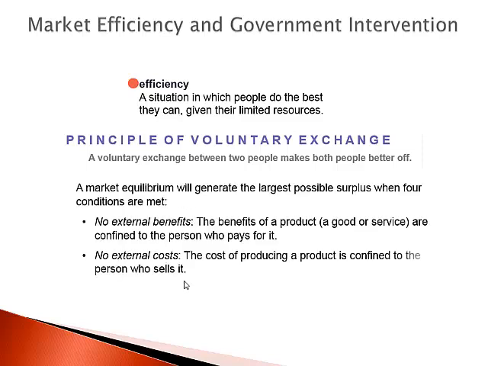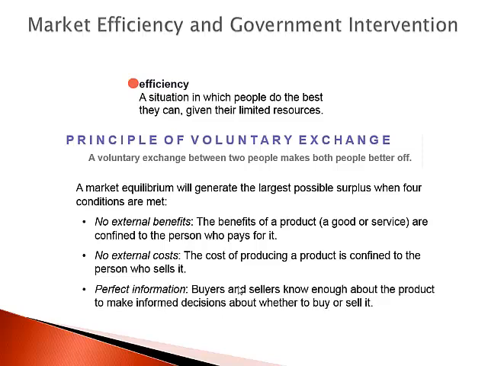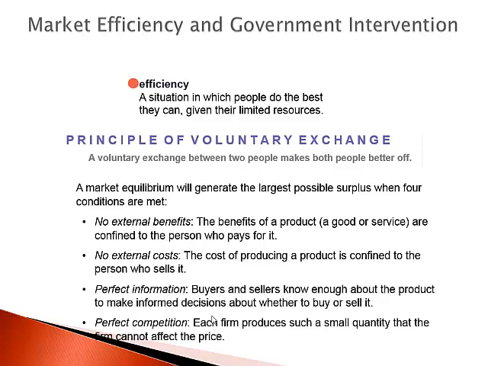Alright, so a market equilibrium will generate the largest possible surplus when four conditions are met. Now, what I want you to know about these four conditions essentially is that we are getting the most surplus we possibly can. That doesn't mean that the surplus is going to be provided equally to everybody. One thing that we haven't really touched on and we're going to touch on in this chapter is the fact that not everybody benefits the same way because not everybody has the same income.